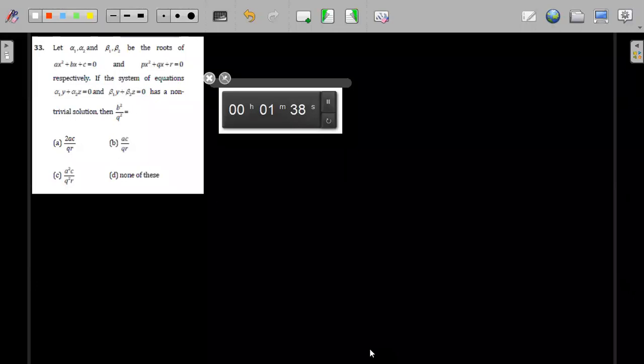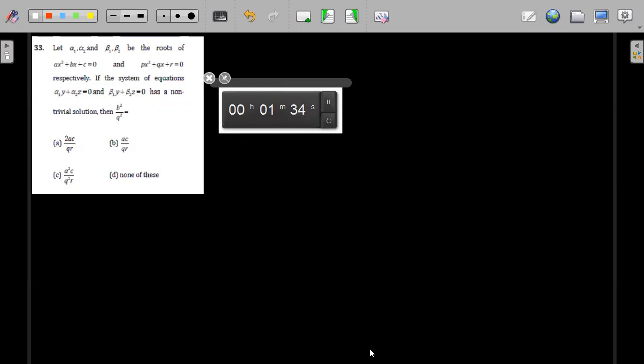Yes, Bhagesh, very good, correct. Yes, you can use componendo dividendo. Yes, Lakshya, very good. You can use componendo dividendo. Very good.